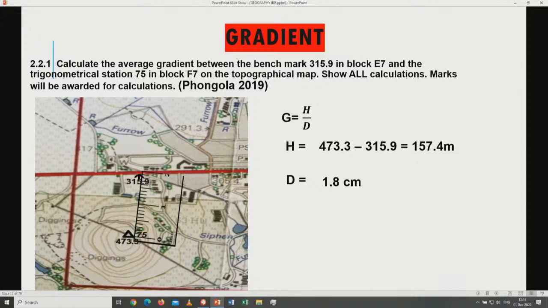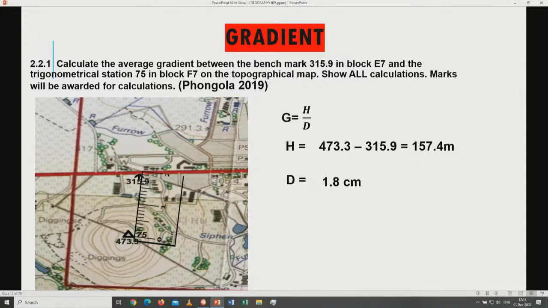all of our heights in our topographical maps are in meters. Your contour lines are in meters. Your spot heights are in meters. Your trigonometrical stations are in meters. Your benchmarks are in meters. So it means, therefore, you must convert these to meters so that you get the same unit of measurement.